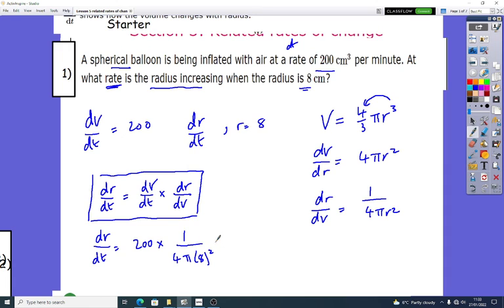So if you just plug that now in your calculator, which I'm going to do, you'll get 200 over 4 times 64 pi, so you're going to get 25 over 32 pi. You can leave it like that. That's an exact number, so I'm happy with that. And if you want to put the unit on the rate at which the radius is increasing, this is centimeters per minute.